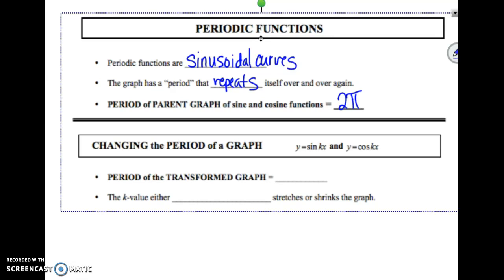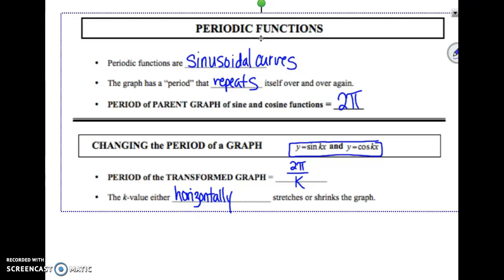So if you look at these two equations right here, these show you what the transformed period of an equation will look like. You've got this k value in front of your x. So the period of the transformed graph is going to be equal to 2 pi divided by k. The k value either horizontally stretches or shrinks your graph.